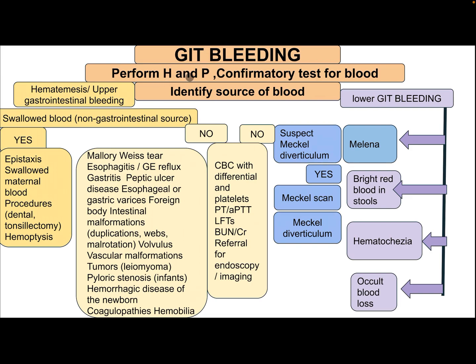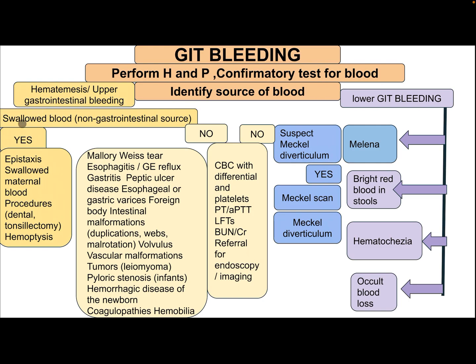How to approach GIT bleeding: after performing history and physical examination, with a confirmatory test for blood, identify the source of blood. If it is lower GIT bleeding, melena, is there a suspicion of Meckel diverticulum? If yes, do a Meckel scan, diagnosis Meckel diverticulum. Other bright red bleeding, blood in stool, hematochezia, and occult blood will be discussed in the lower GIT bleeding lecture.